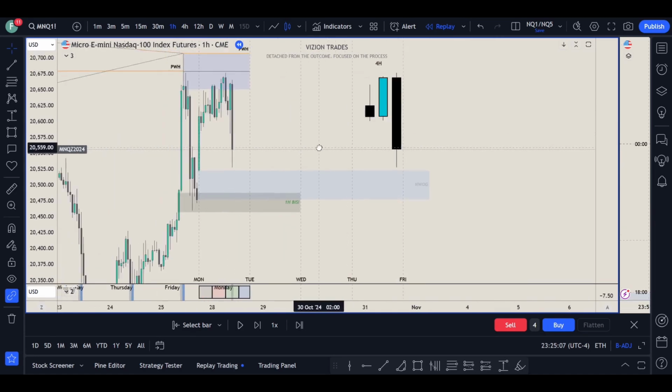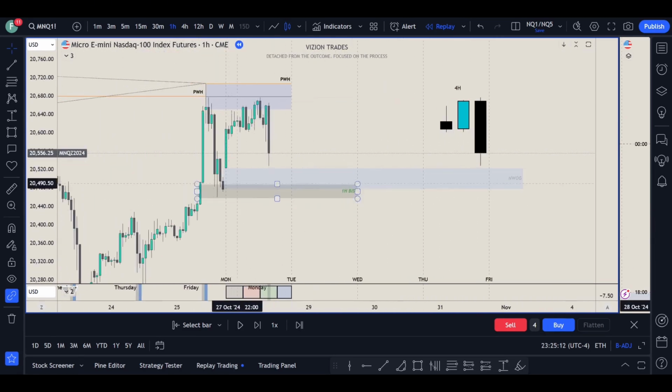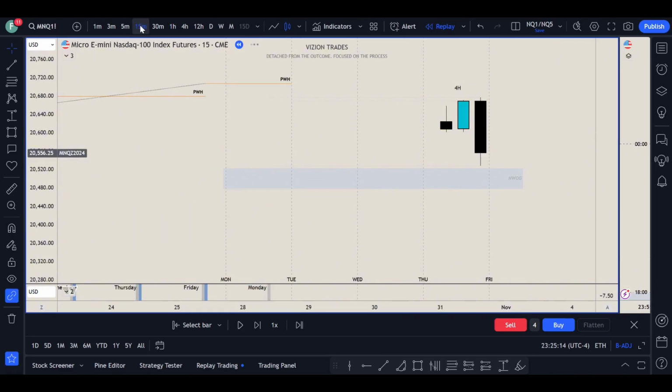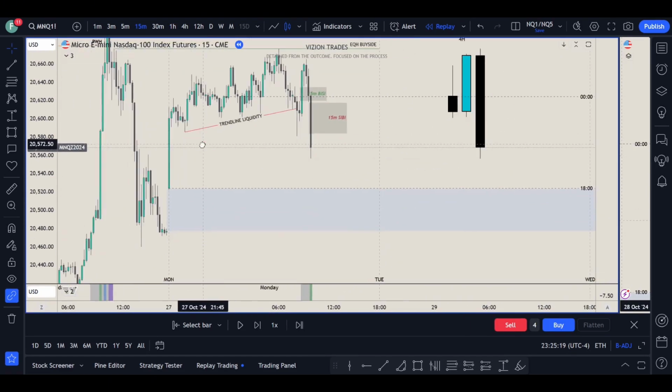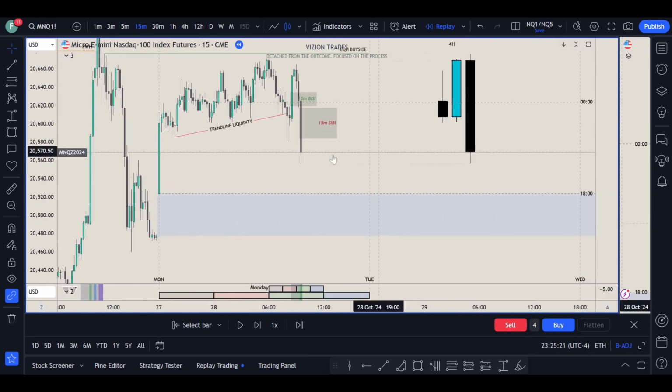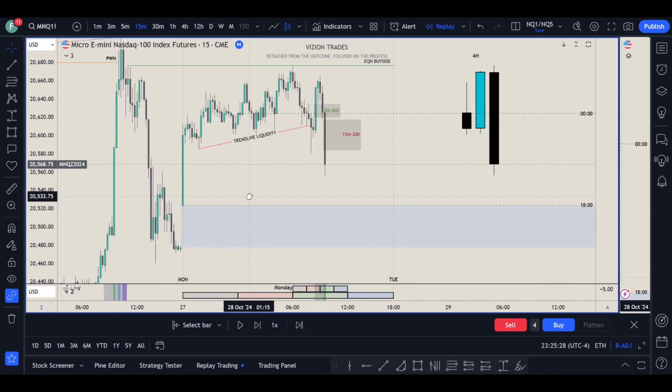Now, as soon as the new week opened up, you can see price left a massive gap here. It's more clear in the 15. You can see this massive gap here, and I always like to mark out the 1800 level right here, which is the day open, and then the true day open, which is midnight right here. So you can see price left absolutely no manipulation below true day open.